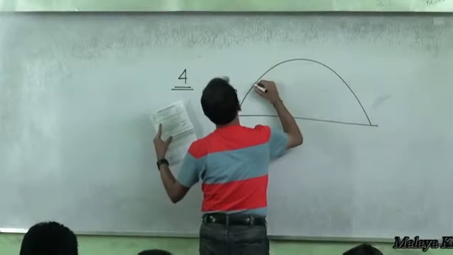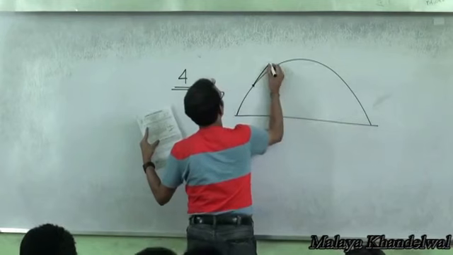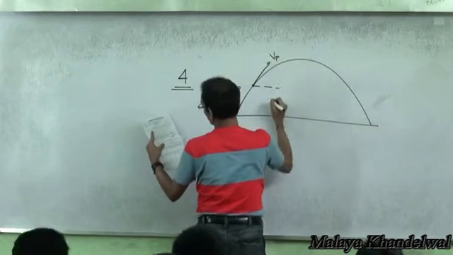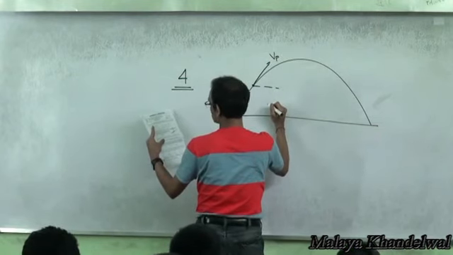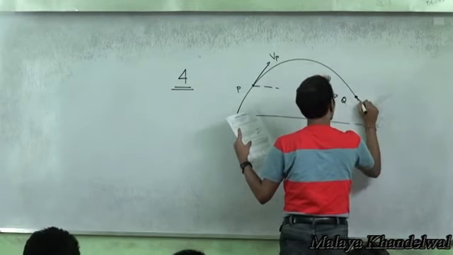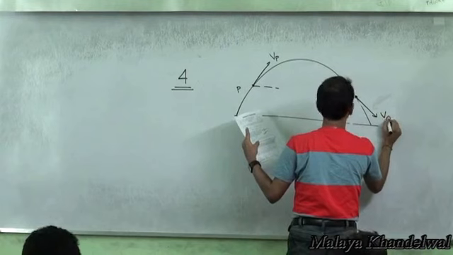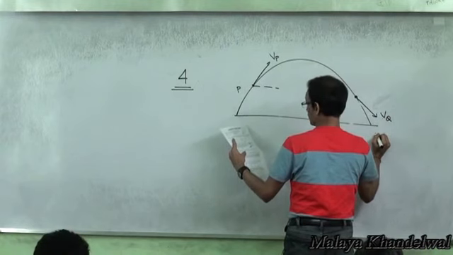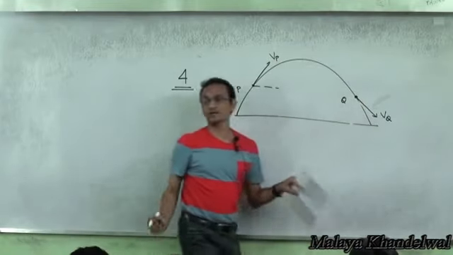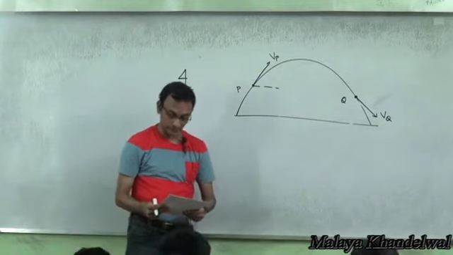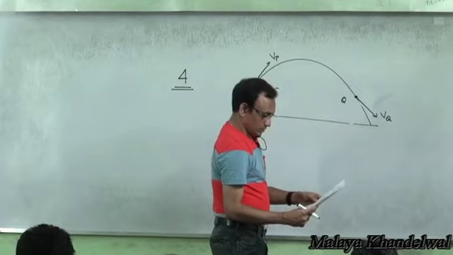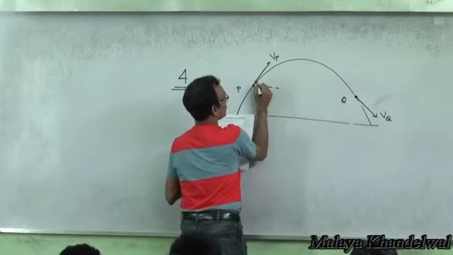There are 2 points P and Q on the path of a projectile. There is a point P with velocity VP, and there is a point Q where the velocity is VQ, such that the velocity VP in direction is perpendicular to the velocity VQ, right? Also, alpha is the angle that VP makes with the horizontal.